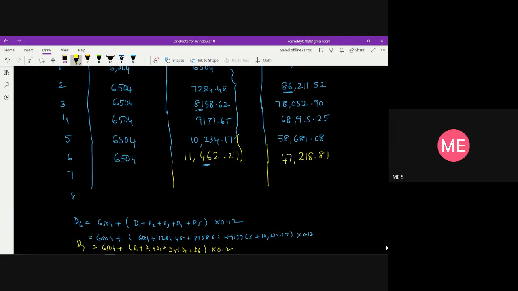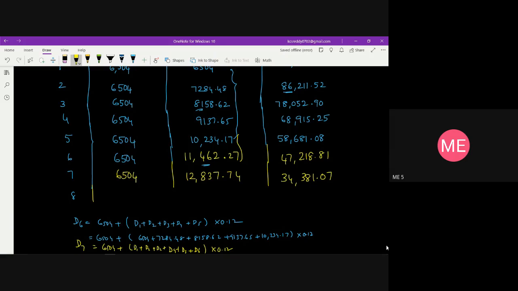So what is the constant depreciation we have? 6504. Then sum all this and multiply with the 0.12, you will be getting around 12,837.74. So it will give the book value 34,381.07. Now coming to the 8th year, D8.